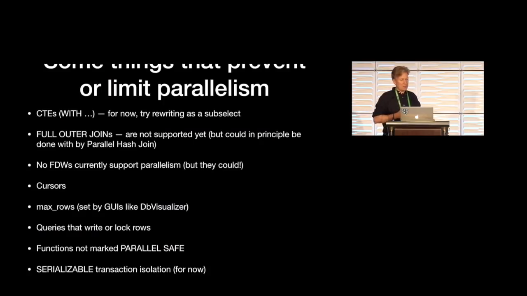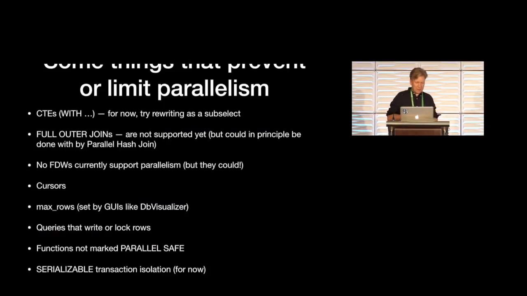There's some limits on what kinds of joins we can do in parallel. Full outer joins, for example, somewhat rarely used, but that's something we don't know how to parallelize right now. Parallel hash joins in principle could support that, but right now they don't. FDWs, foreign data wrappers, could in theory support parallelism really well, but there are no examples of that yet. So I think in coming months and years, people will start releasing versions of FDWs that can be parallelized in good ways. Cursors can prevent parallelism.